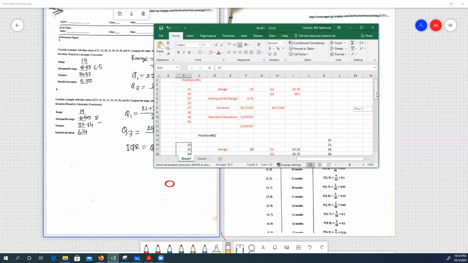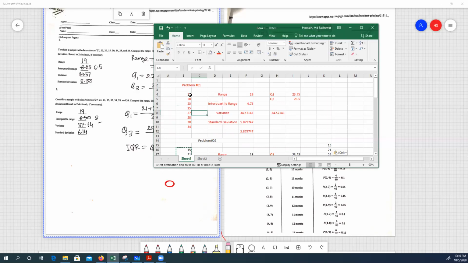Okay, so let's go back to problem 1. Here we have 4 numbers, 15, 20, 25, 25. And the middle value is in between 25 and 27. To find the first quartile, you have to find the middle value of these first 4 numbers. If you look at these 4 numbers, you will see in the middle there are 2 numbers, not a single number. So to find Q1, you have to take the average of these 2 numbers, 20 and 25. So Q1 is 23.75.